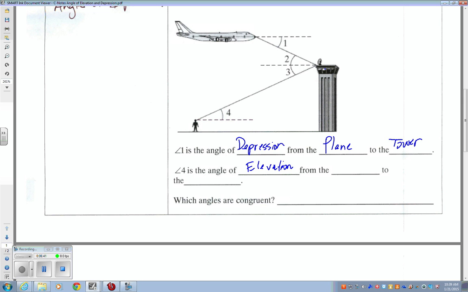That would be the angle of elevation from blank to blank. Yeah, from the man to the tower. Okay? So right now we're just looking at this angle of depression, and angle 4 is the angle of elevation, but there's more than one angle there. So which angles would be congruent to each other? Yeah, angle 1 would be congruent to angle 2, and angle 3 would be congruent to angle 4.